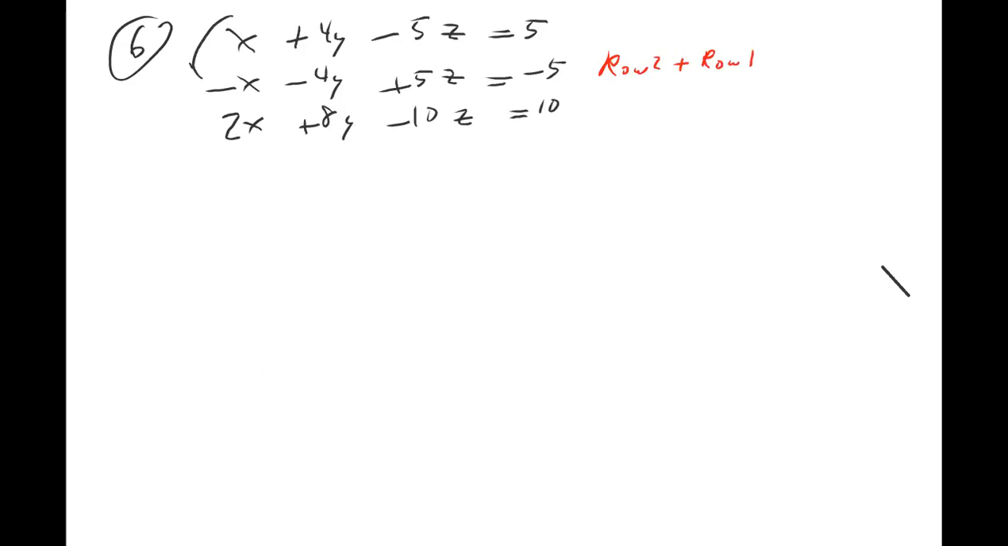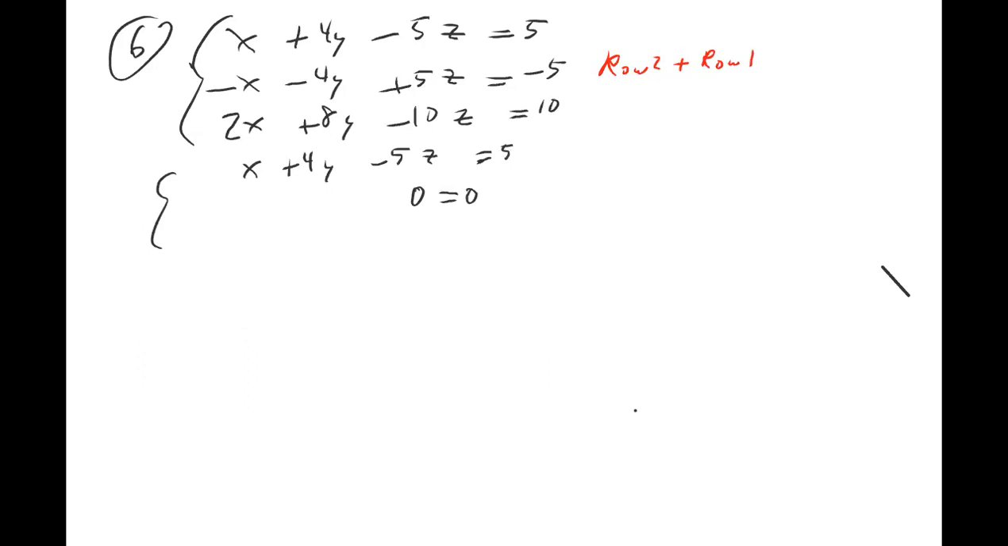So I'm going to add row 2 to row 1 in the middle, so it'll be no x's, and then the 4y plus negative 4y goes away, that plus that goes away, so then in the middle row, I'll just get 0 equals 0. So the top row stays the same, x plus 4y minus 5z equals 5. But the second equation, when I add row 2 plus row 1, just becomes 0 equals 0.